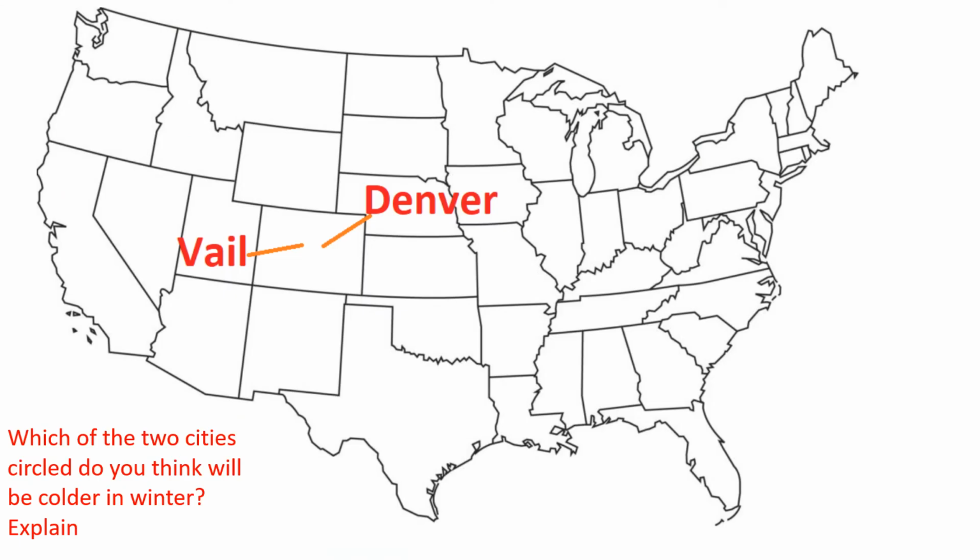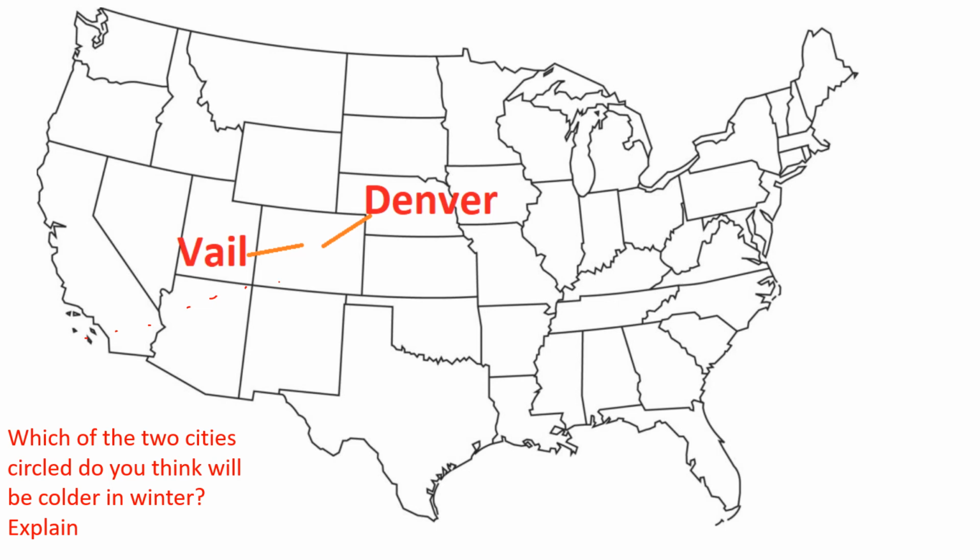Now, which one of these two? This one gets a little tricky here because now we're looking at two cities that are both far away from the water. And it's not like we're going to measure with a ruler and see that, oh, maybe Vail is a little bit closer to the coast. That's not how this works. You're either on the coast or you're not. So both of these are away from the water. So which one do we think will be colder in the winter?